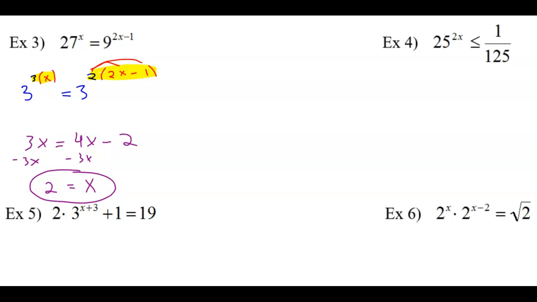Once again, this is not worth a grade. The number 4 is a bit of a challenge. I'll give you a hint here. 25 is 5 squared, right? So 25 is 5 squared. And then 125 is 5 cubed, right? But it's on the bottom of a fraction. So remember, we have to make that exponent negative. So 1 over 125 is 5 to the negative 3rd power. See if you can finish solving that for x.